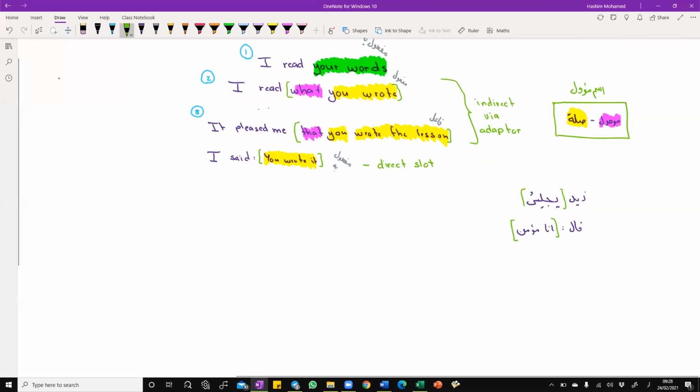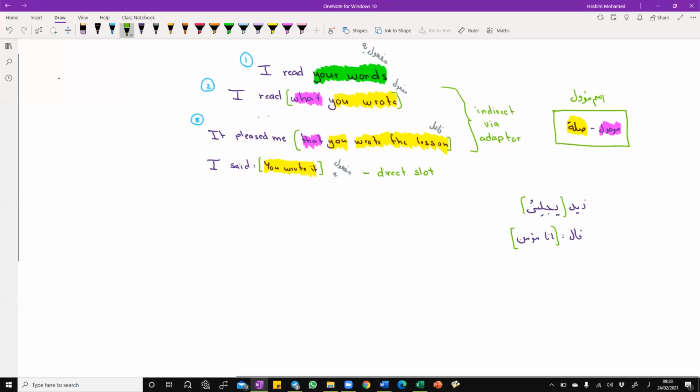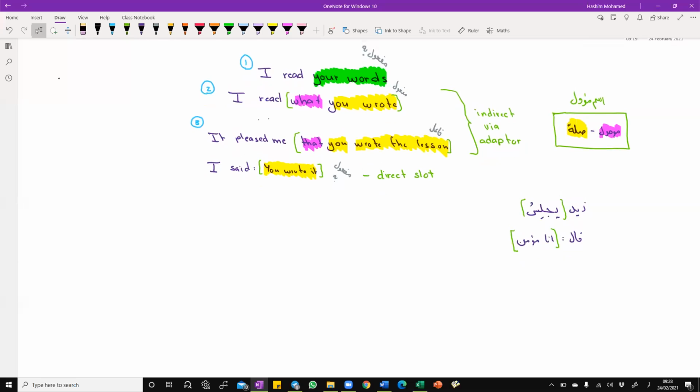However, sometimes you have to have a mausul to allow that sentence to become a sila, so the ism mausul and sila can become one ism ma'awwal and then function as one slot. So far, so good?